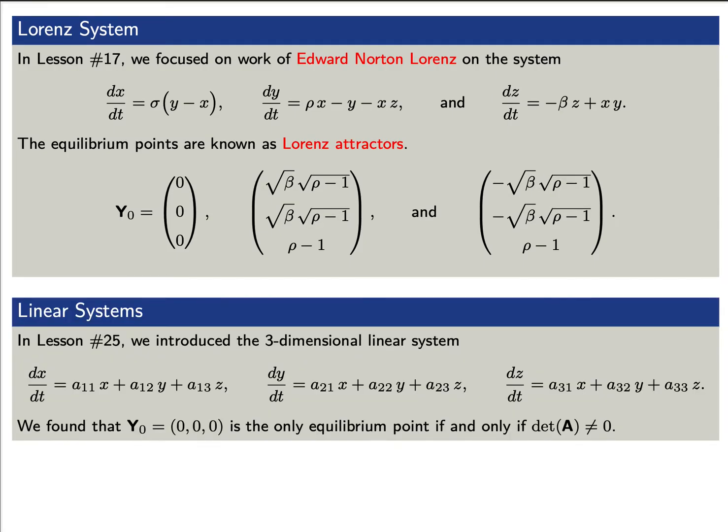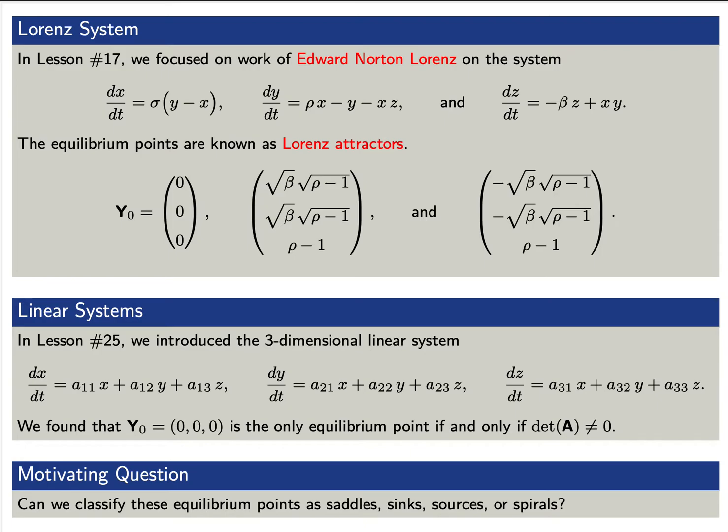And finally, in lesson 25, we introduced the following three-dimensional linear system with constant coefficients. That is, dx/dt equals a11 times x plus a12 times y plus a13 times z, dy/dt equals a21 times x plus a22 times y plus a23 times z, and dz/dt equals a31 times x plus a32 times y plus a33 times z. We found that there is exactly one equilibrium point for this system if and only if the determinant of a certain 3 by 3 matrix does not equal 0.